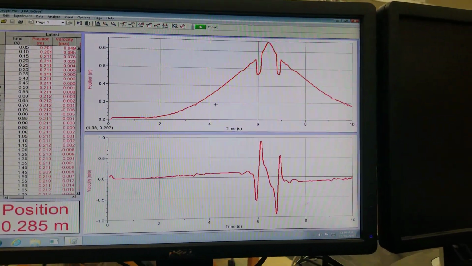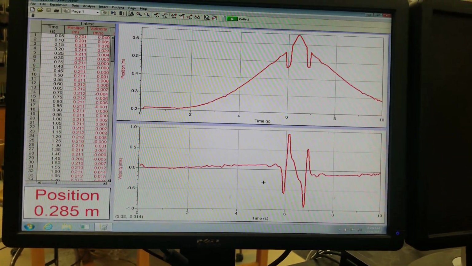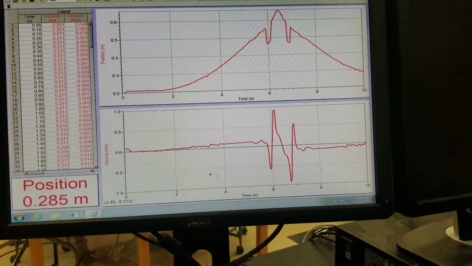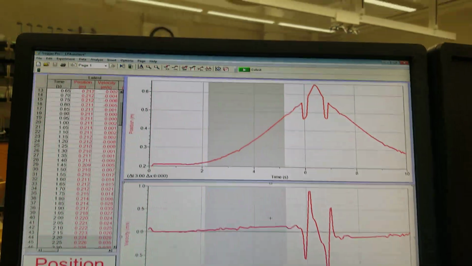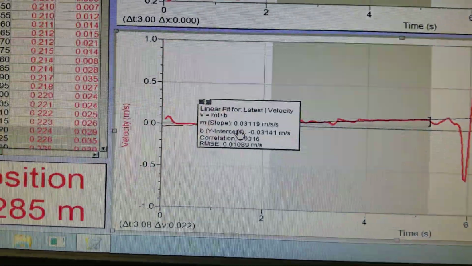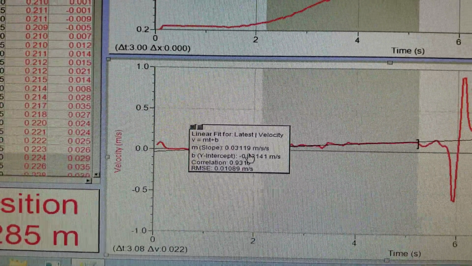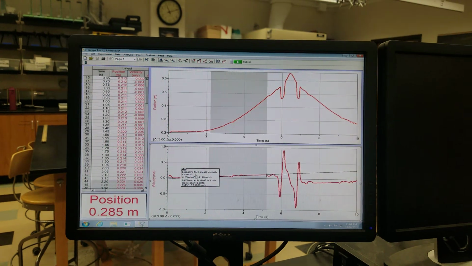This is the data I just collected: a position-time graph and a velocity-time graph. We want to find the acceleration. So let's highlight the velocity-time graph and then use linear fit. And the slope of this line is 0.03119 meters per second squared. That's the acceleration of this motion.